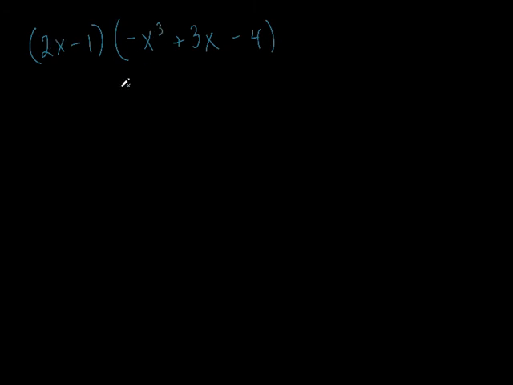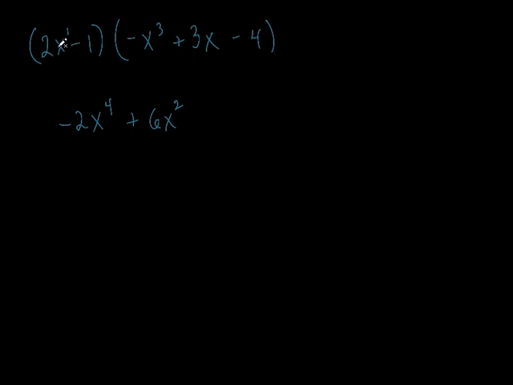So 2x times negative x cubed. That would be negative 2x to the 4th. Good, because this is x to the 1st. We add the exponents. Good to go. All right. Let's do this 2x times the 3x. Both positive, so that's positive. 2 times 3 is 6. X times x is x squared.